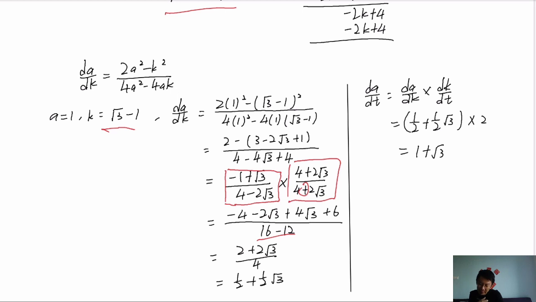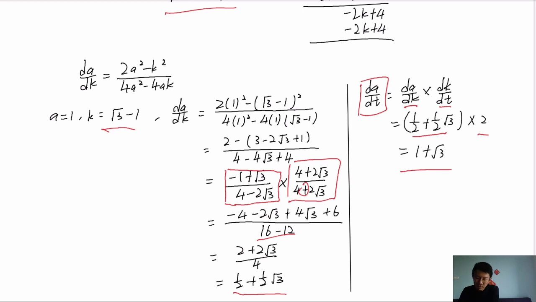Okay, so from there, just tidy up the stuff, and we will get a nice value, which is half plus half root 3. So this half plus half root 3 is our value for dA/dk, but we want to find dA/dt. In that case, dA/dt is dA/dk times dk/dt. So our dA/dk is what we found earlier, and dk/dt is still 2. So from there, we get the value for dA/dt is 1 plus root 3.